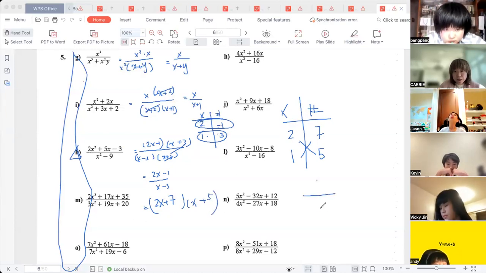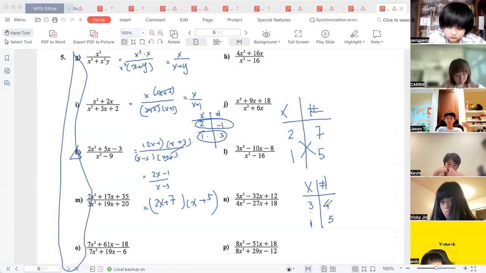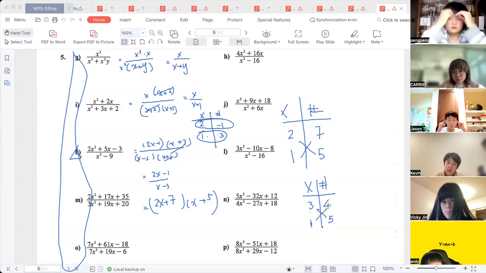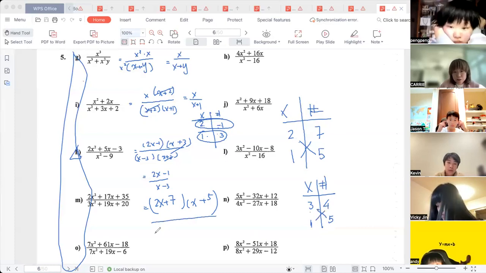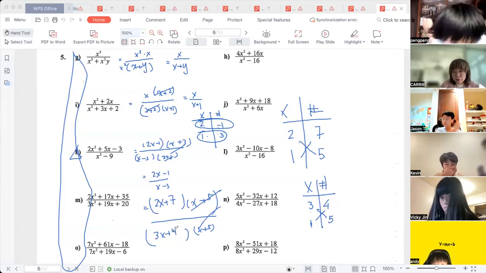Okay, so this one, x and number. 3 and 1, and 20 is what? Equals 5 and 4. So 3 times 5 equals 15, and 1 times 4 equals 4, 19. So it's 3x plus 4 and x plus 5. So x plus 5 and x plus 5 are gone. So we have 2x plus 7 over 3x plus 4.